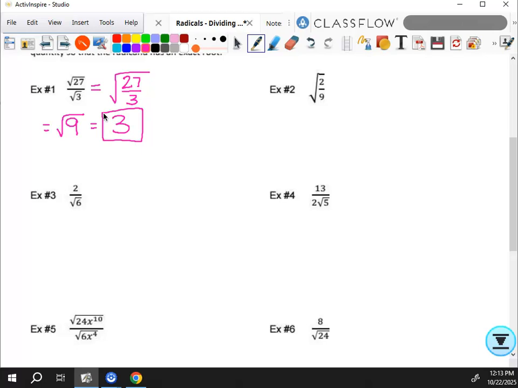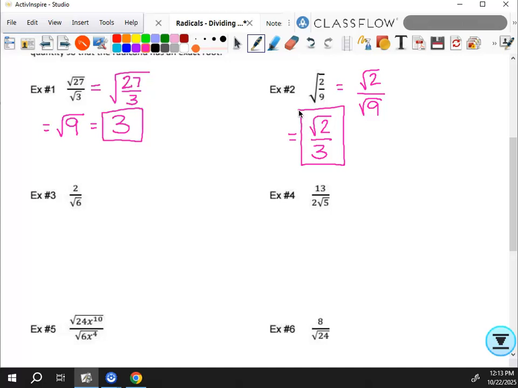So then on example 2, it's kind of the opposite of what we did with example 1, in that I can split this one into the square root of 2 over the square root of 9. And then what's the square root of 9? 3. So this becomes the square root of 2 over 3. And we're done. Okay? Easy enough? Any questions at this point?